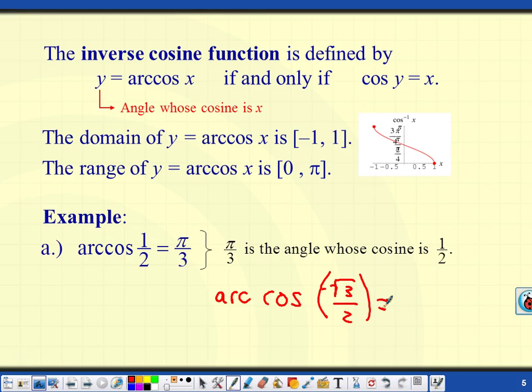Okay, so arc cosine of negative square root of 3 over 2, what do you think? 5 pi over 6, good. Or 150 degrees. Okay, and that one's over the farthest. It's over the distant horizontal distance of square root of 3 over 2. Okay, so that just kind of tells you where you're supposed to look.